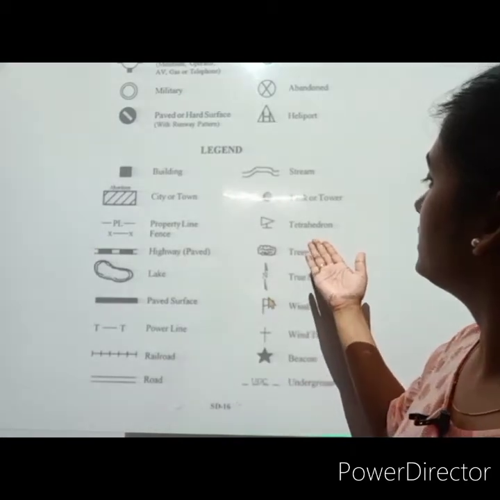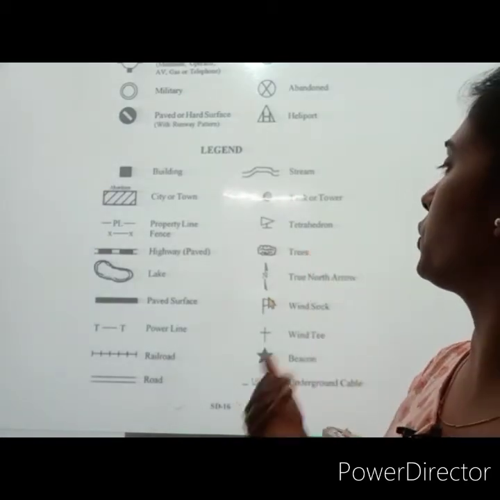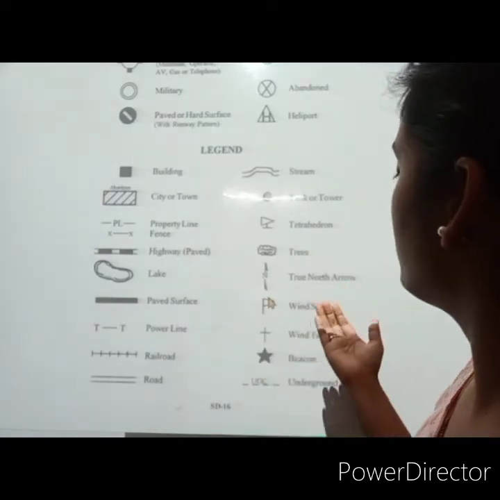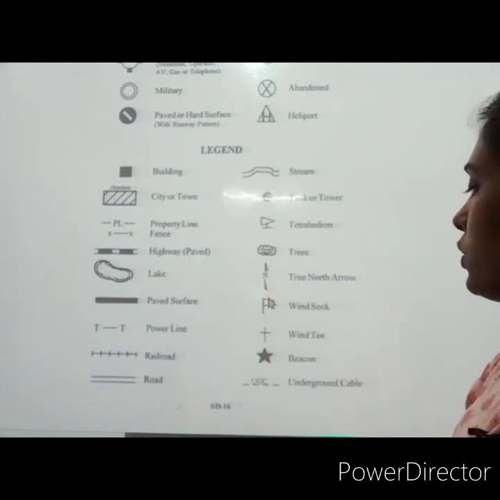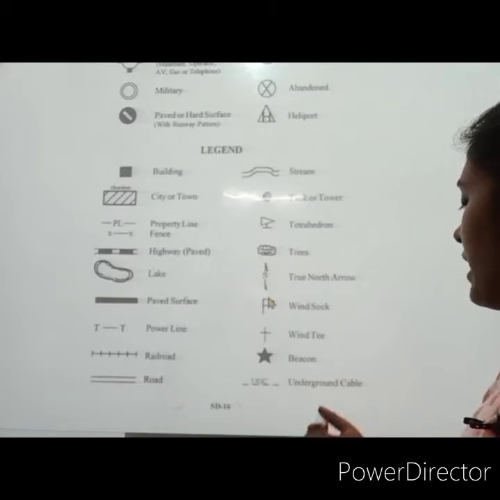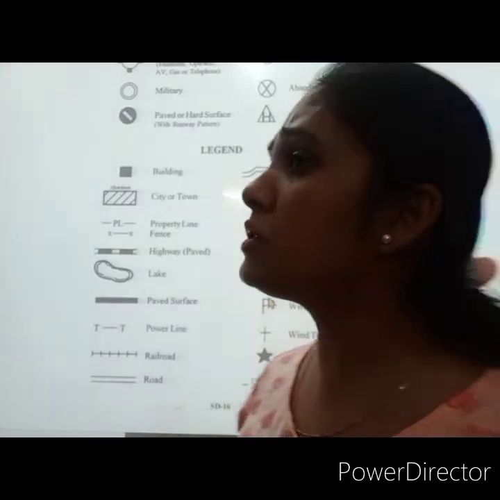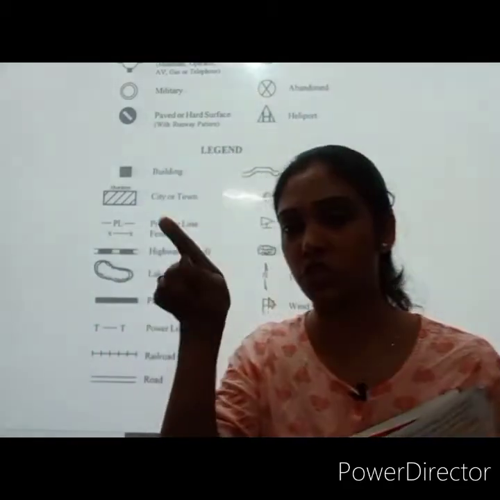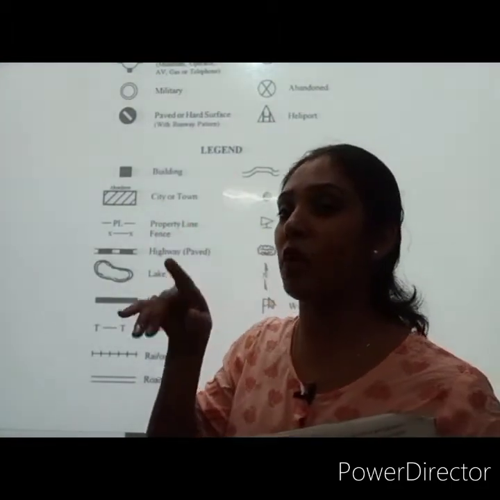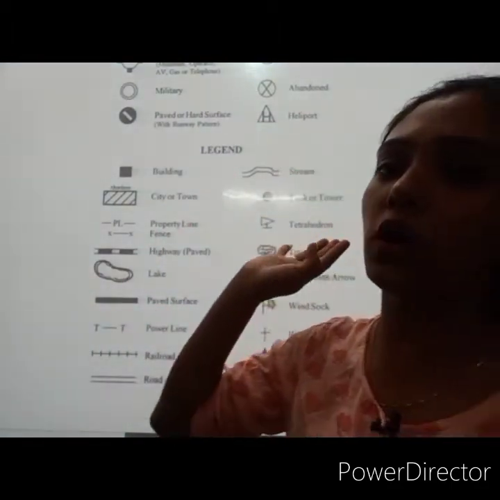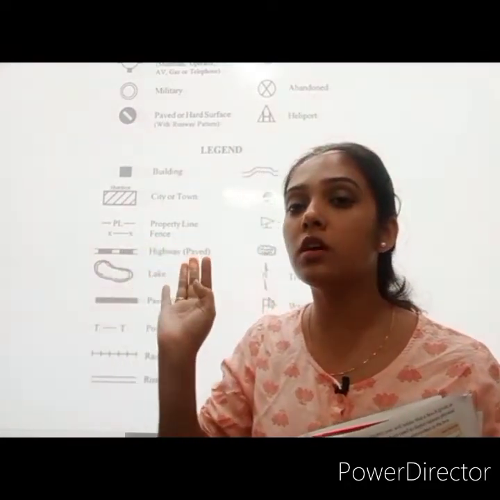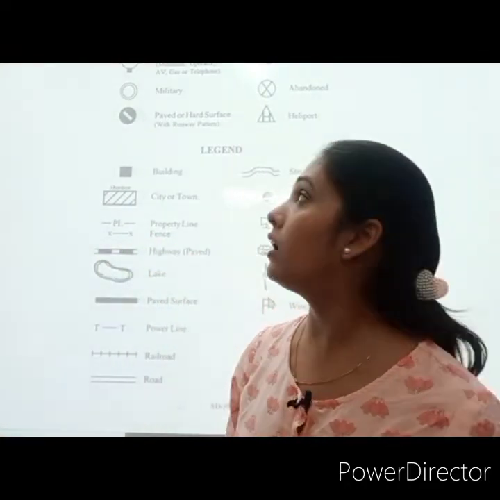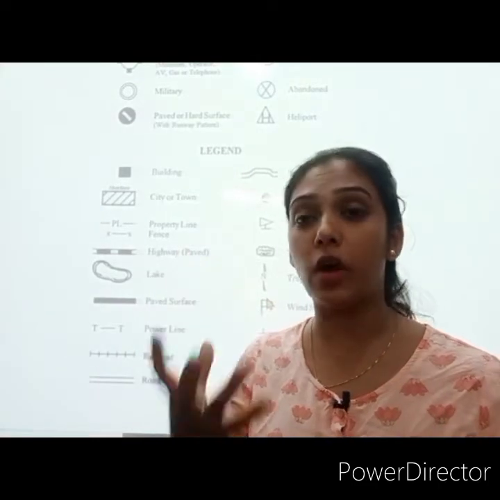Then tetrahedron. Then we have trees. True north arrow. Windsock. Wind T. Beacons. And underground cables. And children, hospital also has a sign as H. There are different signs of hospital and helipad or heliport. So you need to learn about these maps and see what signs they have so that you understand maps in a better way.